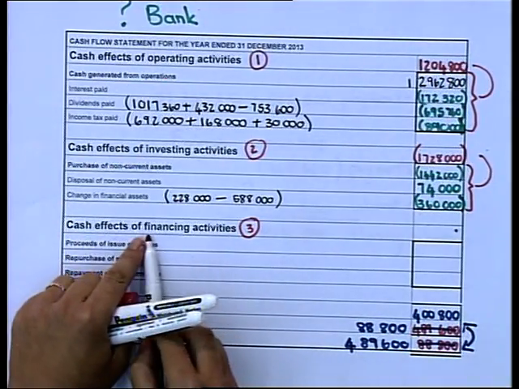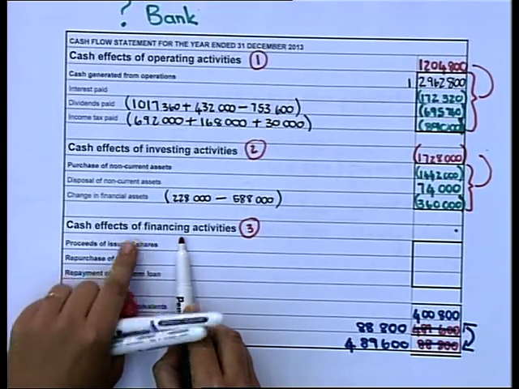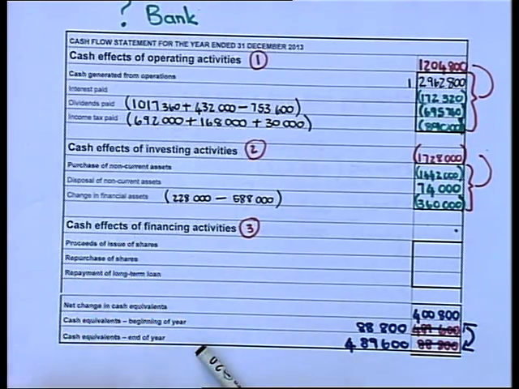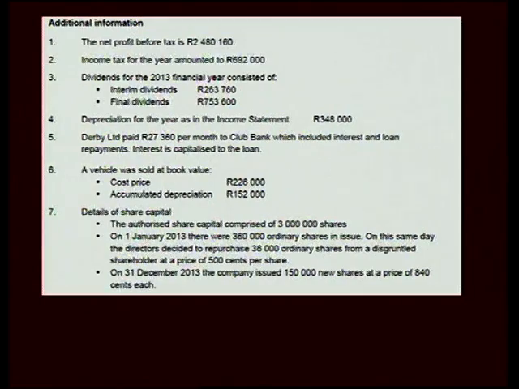Well, they had financing activities. And they could do three things there. Number one, look at your information. Details of share capital. The authorized share capital comprised of 3 million shares. On the 1st of January, there were 360,000 ordinary shares in issue. On this same day, the directors decided to repurchase 36,000 ordinary shares from a disgruntled shareholder at a price of 500 cents. Grade 12, that is cash outflow.